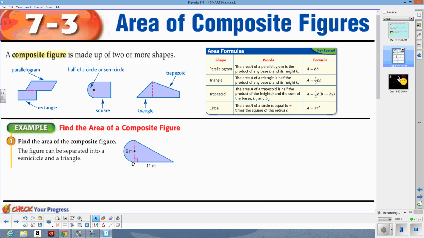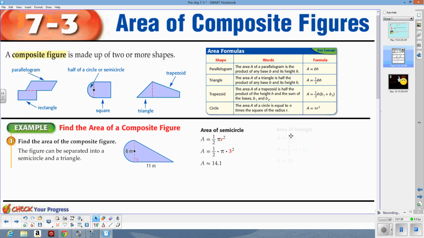Example 1 says find the area of the composite figure. Notice this is a semicircle, or half of a circle, and a triangle put together. So the first thing you're going to do is find the area of the semicircle. You're going to write down the formula for a semicircle, which is pi r squared divided by 2, or 1/2 times pi r squared. And then right below the formula, you're going to plug in the appropriate numbers. The radius is going to be 3 because the radius is halfway across the circle. So if all the way across is 6, halfway across is 3. Then you will figure out what 1/2 times pi times 3 squared is, and that's about 14.1.